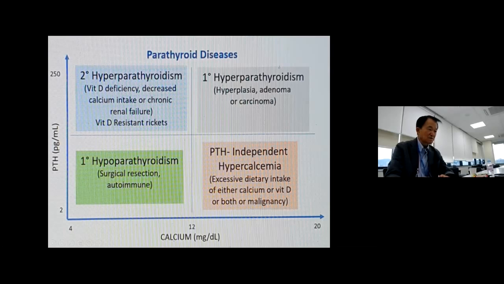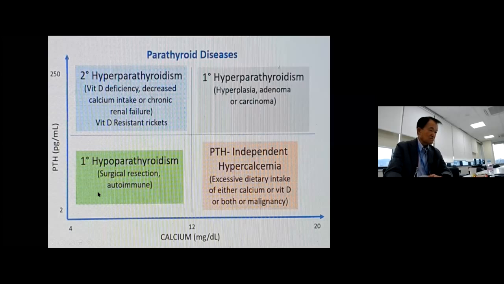And then if calcium is high but the parathyroid hormone is not elevated, it's called PTH-independent hypercalcemia. That's related to excessive dietary intake of calcium or vitamin D, or certain malignancies, as I mentioned. But if the calcium is normal or low and the parathyroid hormone is increased, that's secondary, usually chronic renal disease, vitamin D deficiency, etc.